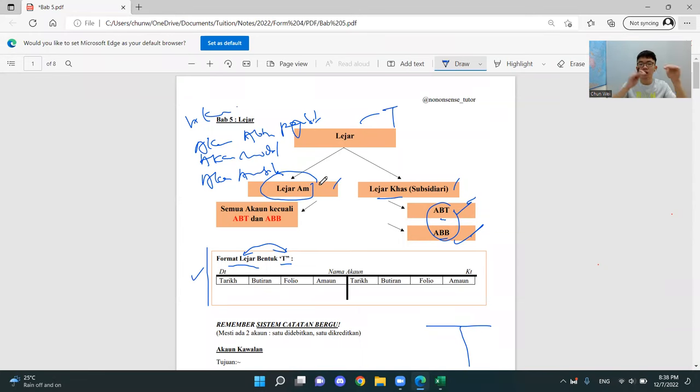So there are two, Lejar AM and Lejar HAS. Just like you got journal AM and journal HAS, we got Lejar AM and Lejar HAS. So Lejar AM is just semua account kecuali ABT dan ABB. That's it. But this is not really, really important. Just to bring it up so that you know.